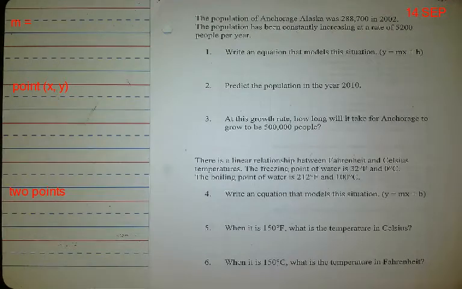Okay, it's Monday the 14th, and we are working on word problems. Today, 3 of today's problems are word problems. The other 2 are perpendicular bisectors like you did last week. Okay, so there's 2 kinds of word problems that you can get.